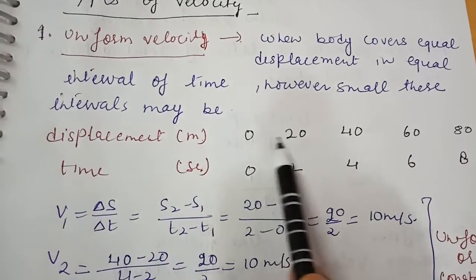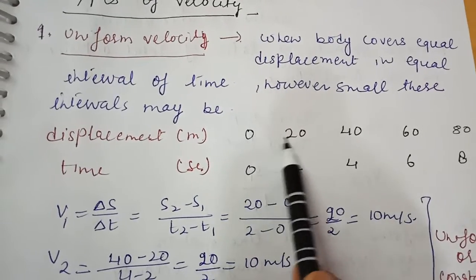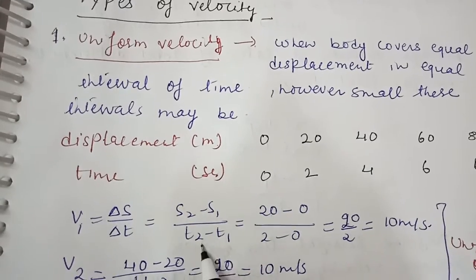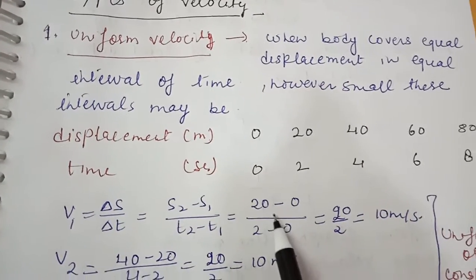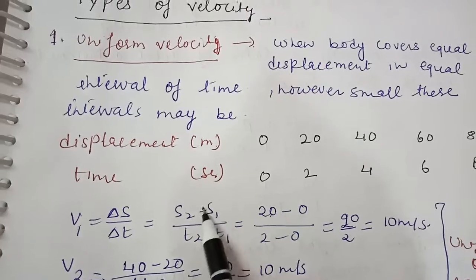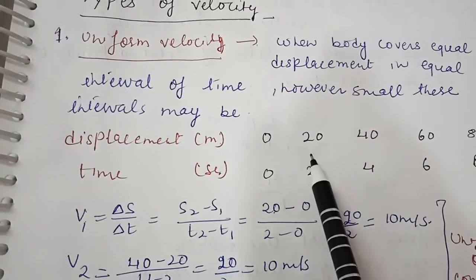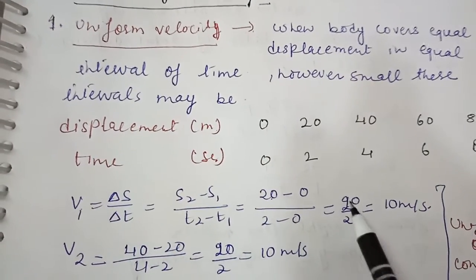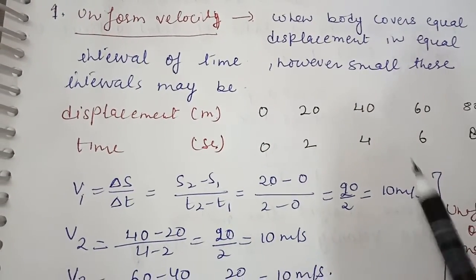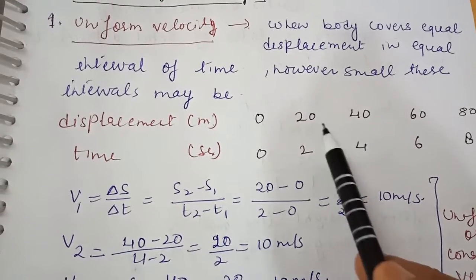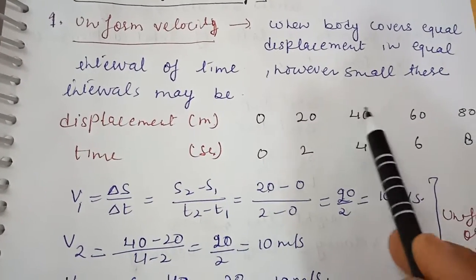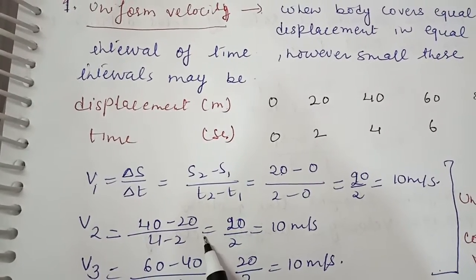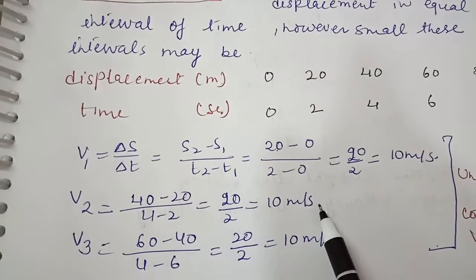First of all, in this time interval, when you take the displacement, this is S2 and this is S1. So S2 minus S1 upon T2 minus T1. S2 is 20, S1 is 0, T2 is 2 and T1 is 0. So you get 20 by 2, 10 meter per second. Similarly, in this time interval, find out the displacement. This is S2 and this is S1. So again 40 minus 20 upon 4 minus 2, 20 upon 2, 10 meter per second.